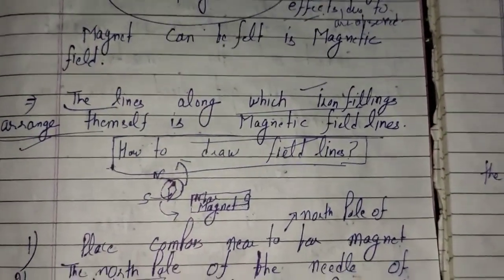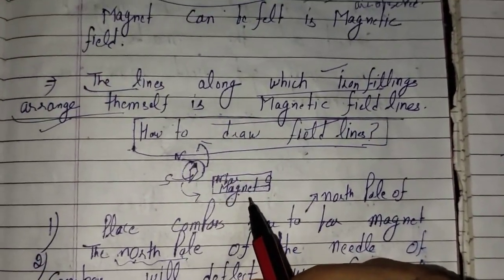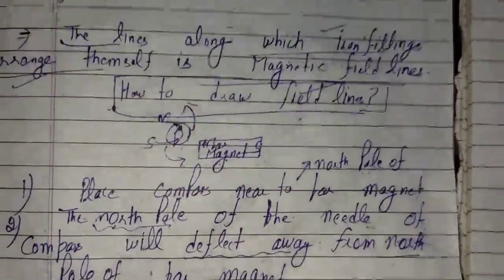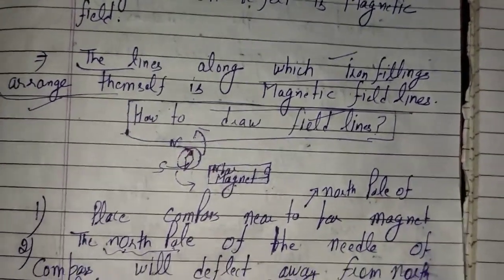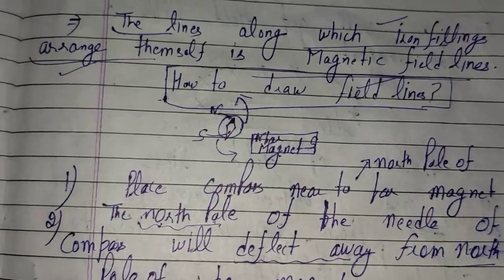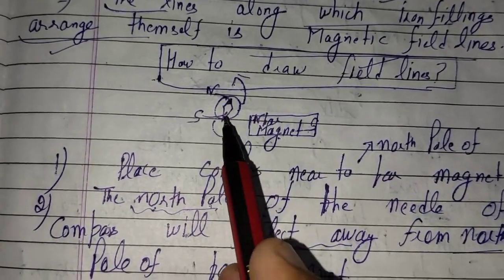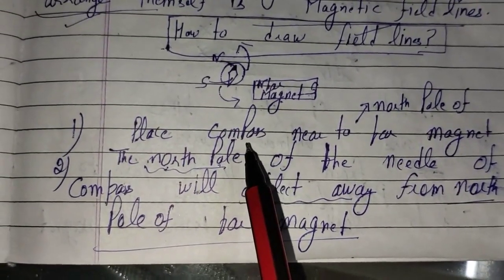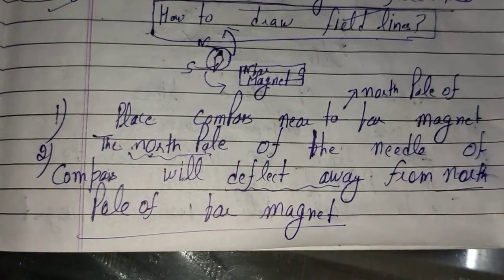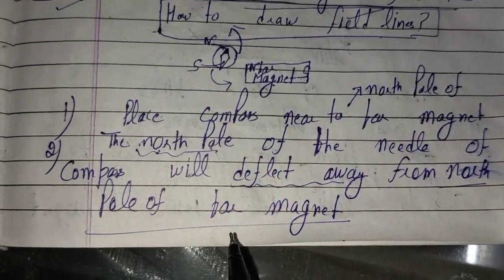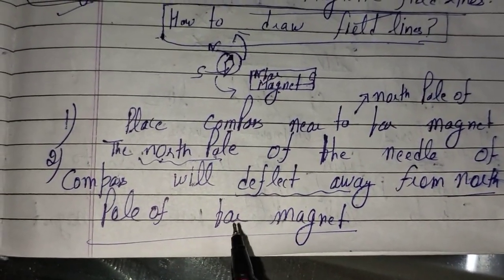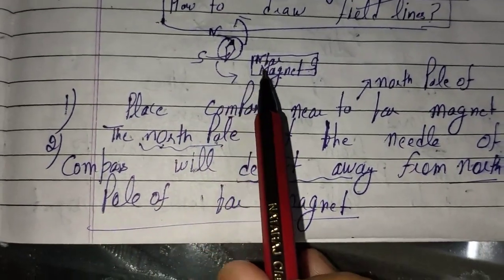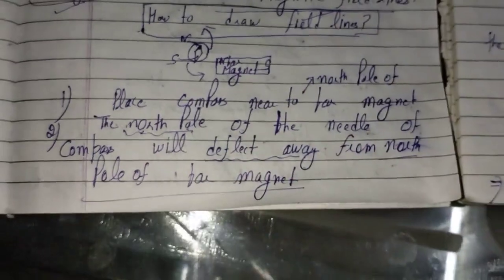How can we draw them? You have taken a bar magnet. So what will you do? First of all, you will take a bar magnet and a magnetic compass. Place the compass near to the north pole of the bar magnet. That means you will place the magnetic compass near to the north pole of the bar magnet. What will happen?